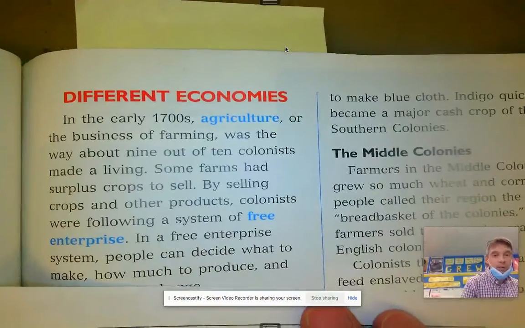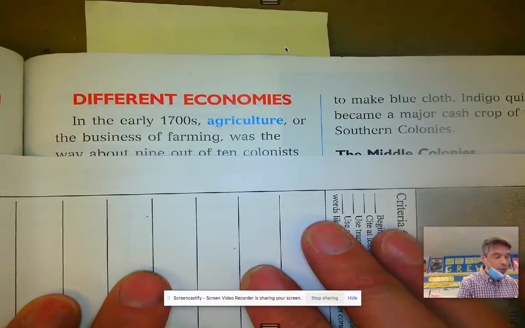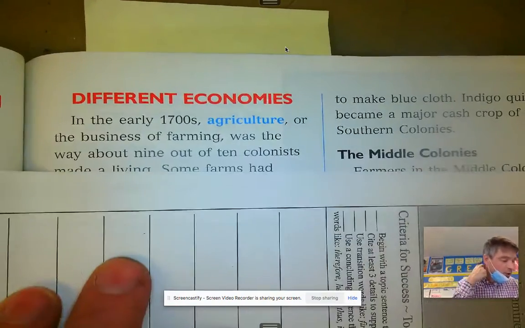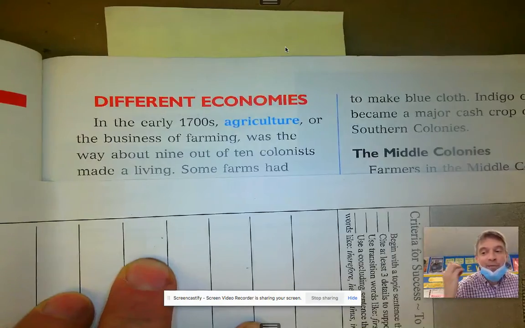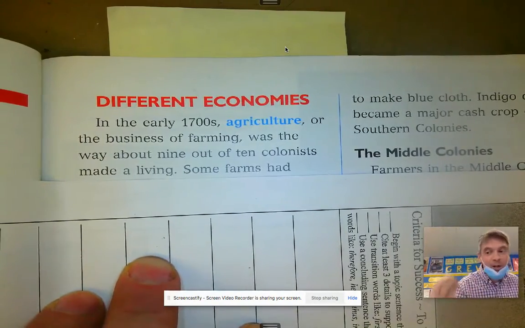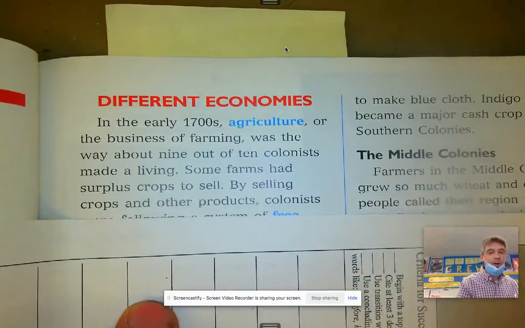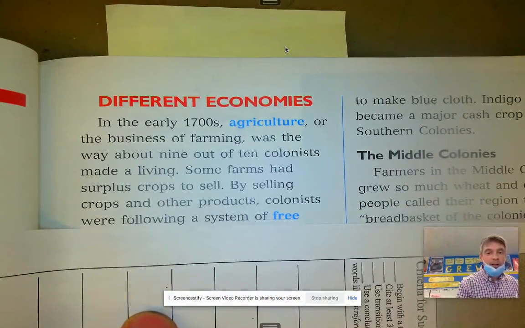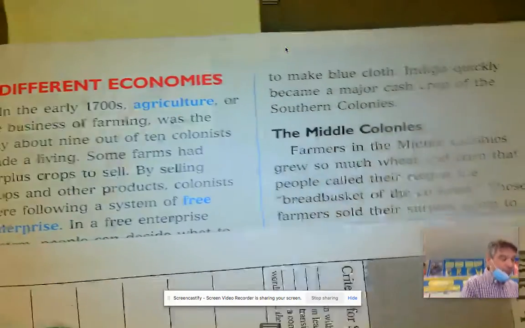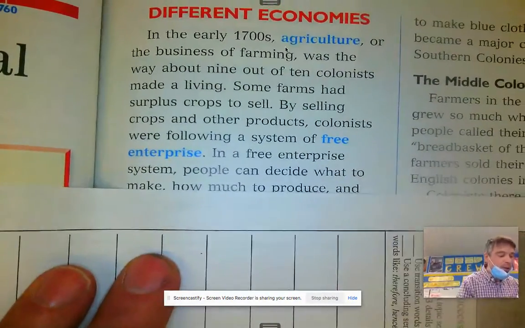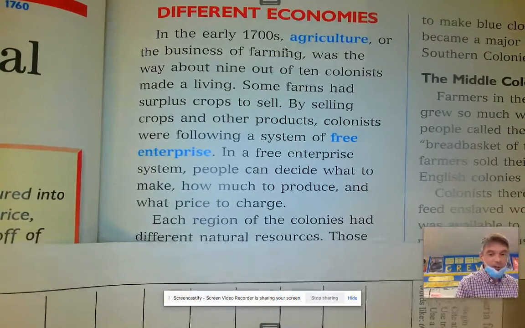Next page, different economies. In the early 1700s, agriculture, which is the business of farming, was the way 9 out of 10 colonists made a living. So 9 out of 10 people worked with agriculture, which had to do with food and farming. Some farms had surplus of crops to sell. By selling crops and other products, colonists were following a system of free enterprise. In a free enterprise system, people can decide what to make, how much to produce, and what price to charge.